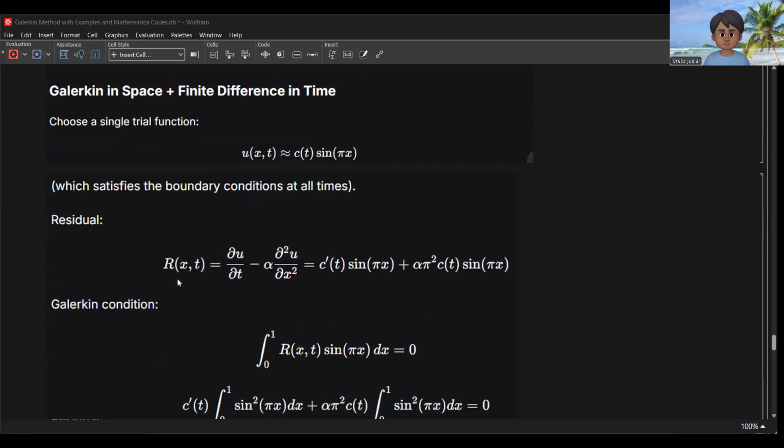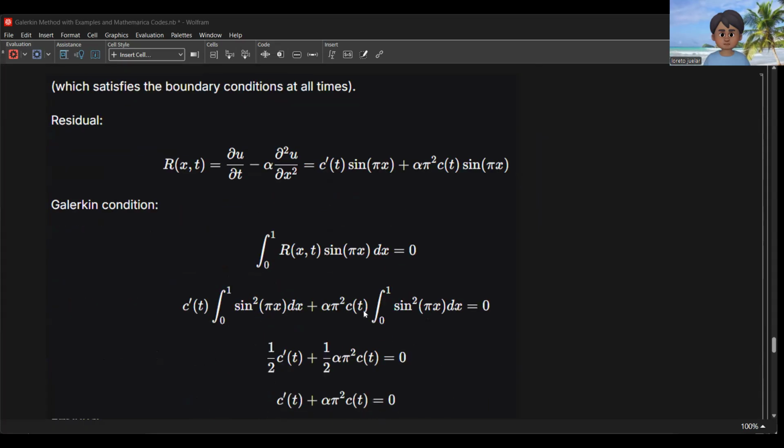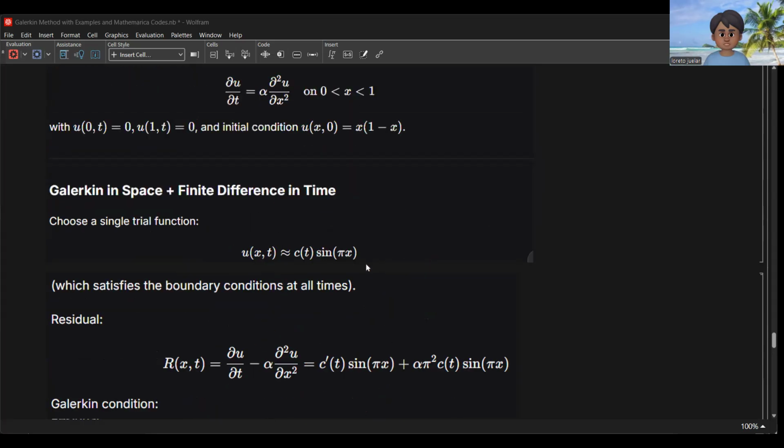So we have the residual here. It's the given partial differential equation. So we substitute the single trial function in this partial differential equation. So we have this, the integral from 0 to 1 of the product of r and the given functions here.